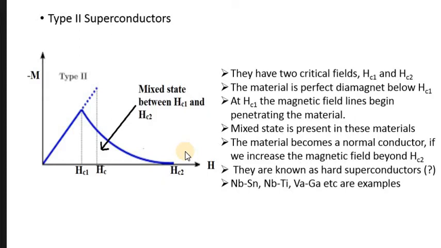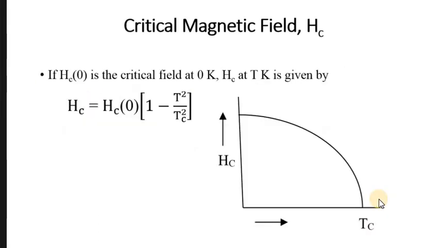The material becomes a normal conductor if we increase the magnetic field beyond Hc2. They are known as hard superconductors, and niobium tin, niobium titanium, vanadium gallium, etc. are examples of type 2 superconductors.